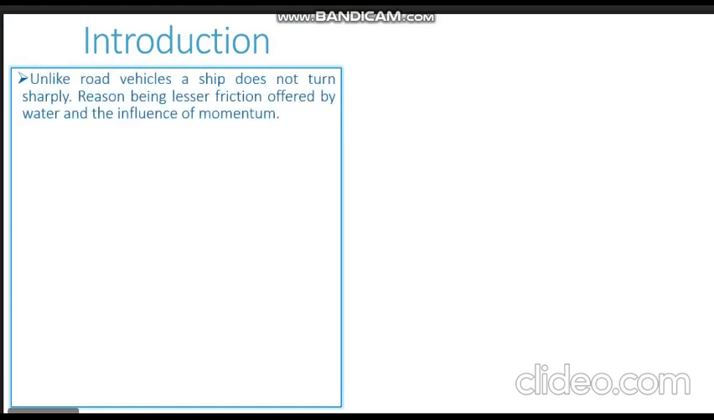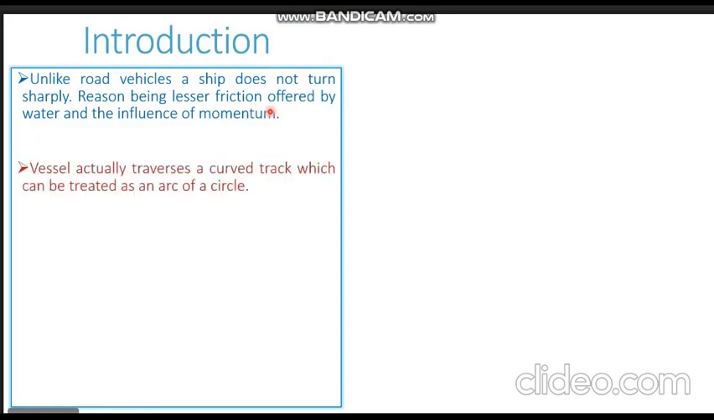Let us now try to understand the concept, the fundamental behind turn planning. Unlike road vehicles, a ship does not turn sharply, reason being lesser friction offered by the water and also the influence of momentum. Whenever the vessel alters its course, the vessel actually moves along a curved track which can be treated as an arc of a circle.